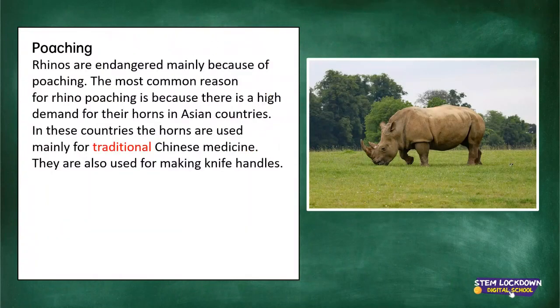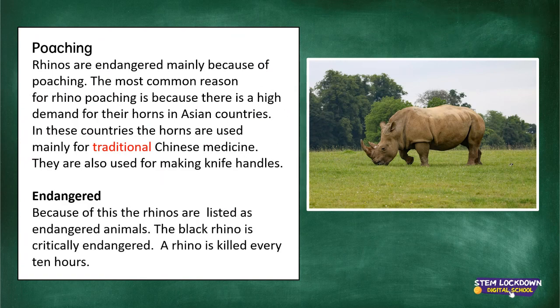Poaching. Rhinos are endangered mainly because of poaching. The most common reason for rhino poaching is because there is a high demand for their horns in Asian countries. In these countries, the horns are used mainly for traditional Chinese medicine. They are also used for making knife handles.